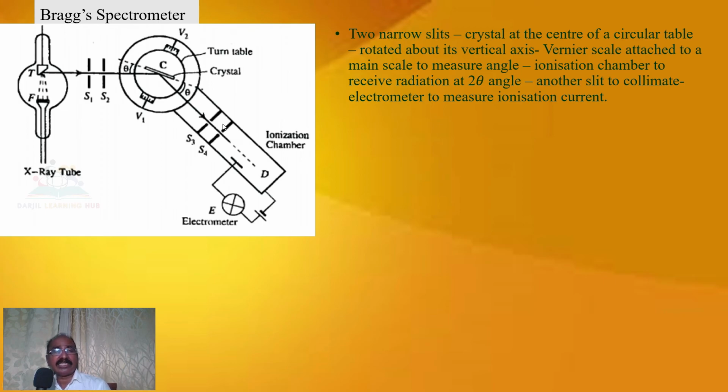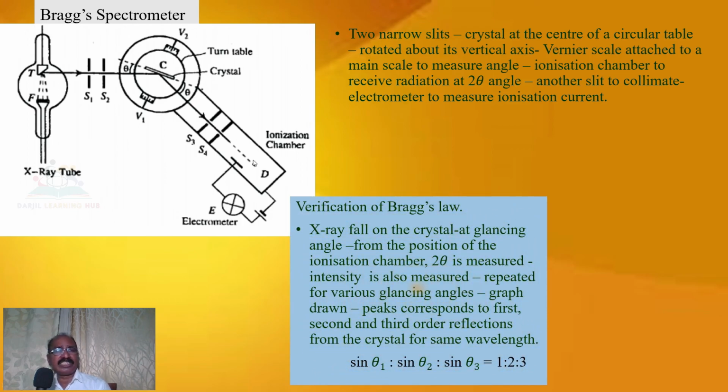In this ionization chamber also, we have two slits, and through the slits the X-rays will come into the ionization chamber. Therefore, the gas inside this ionization chamber will be ionized, and we will have the ionization current. The ionization current can be measured by the electrometer attached here. Now the crystal can be rotated by rotating the vernier table. So this is the Bragg spectrometer.